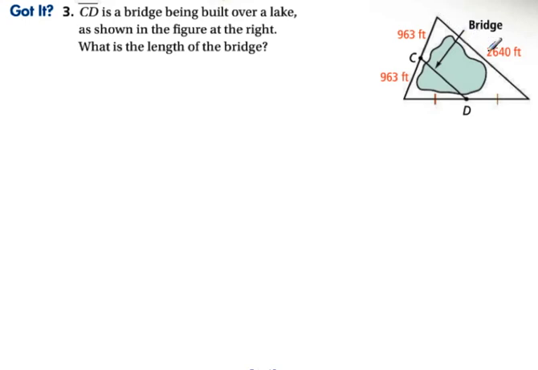We also know the distance across here is 2,640 feet, so CD is a midsegment, so we can just take half of 2,640, which gives us 1,320 feet. And that's what CD is equal to.